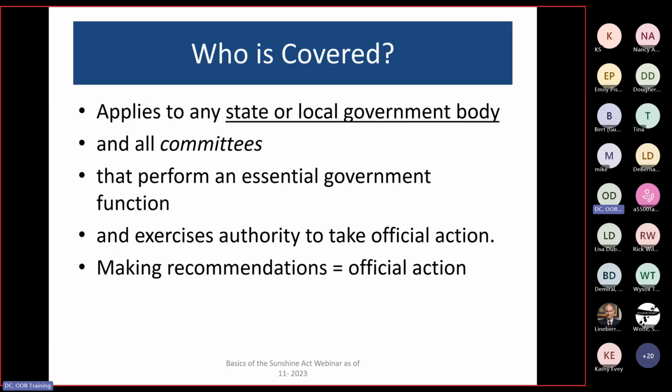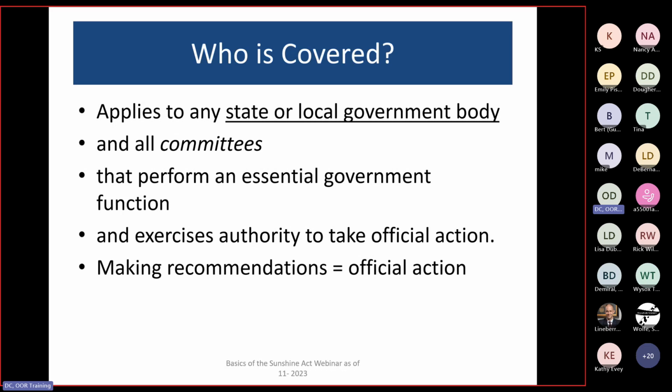Okay, now we move to the next component, and these build upon one another. Okay, does the committee exercise authority to take official action? Now you're thinking, why wouldn't they? Why would you have a committee that doesn't have authority to take official action? Well, occasionally, sometimes committees are appointed just to gather information. Okay, go out and research this topic so that you can come back to us and provide us with that information.